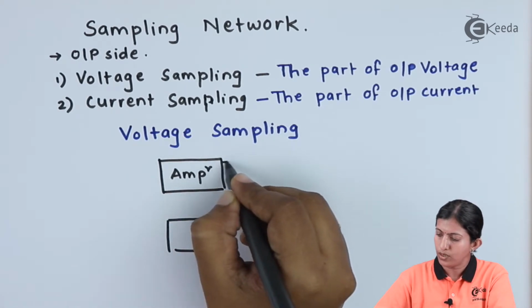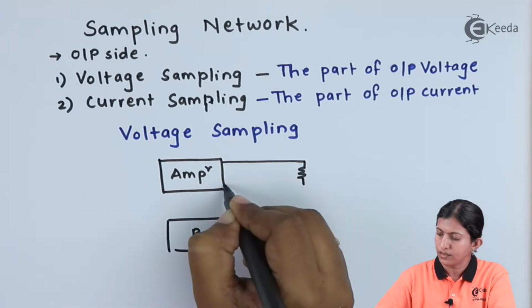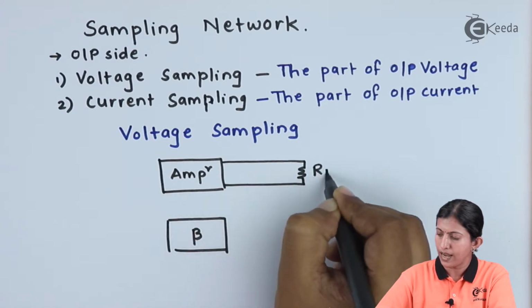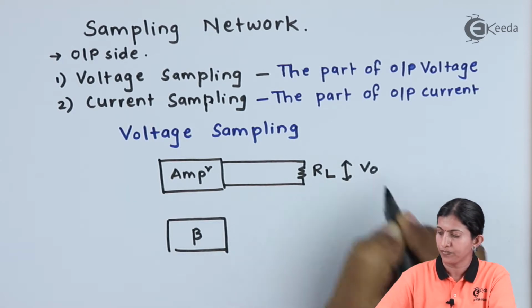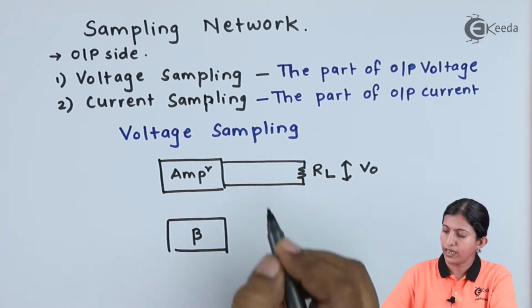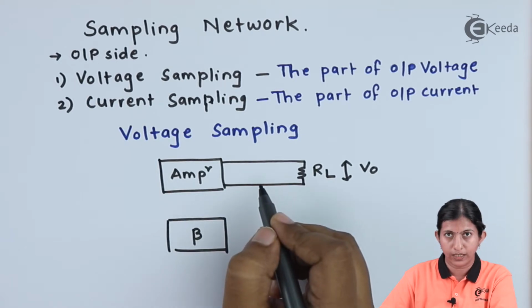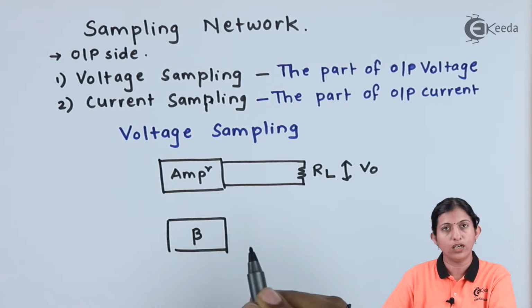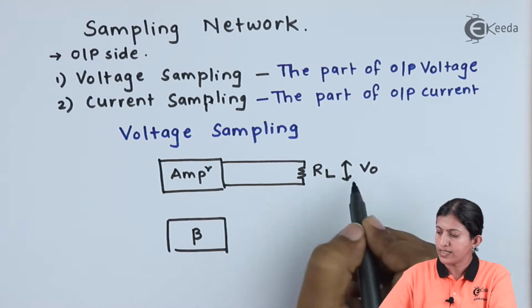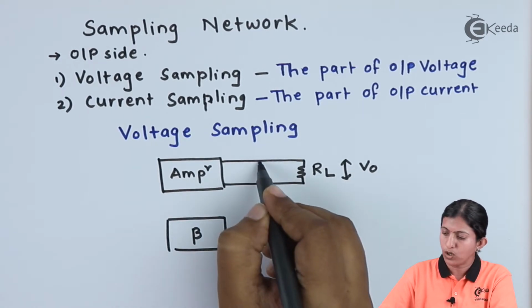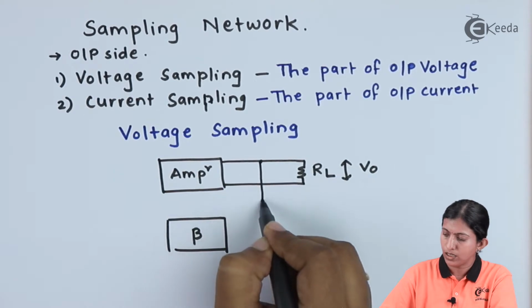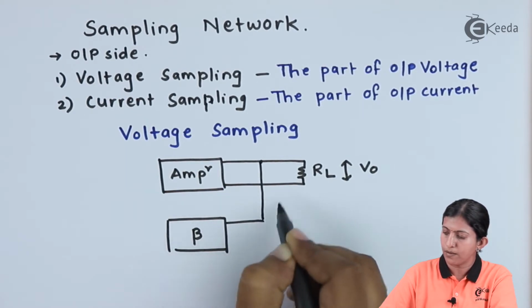So in voltage sampling, the resistor RL is where we get the output voltage, and here we are taking the part of the output voltage and applying it back to the input. We always get the voltage across the load resistor. So when we want to apply the voltage, the connection is always parallel.